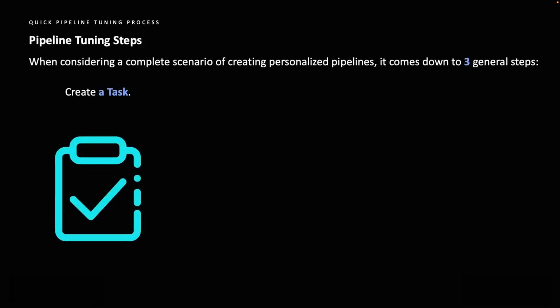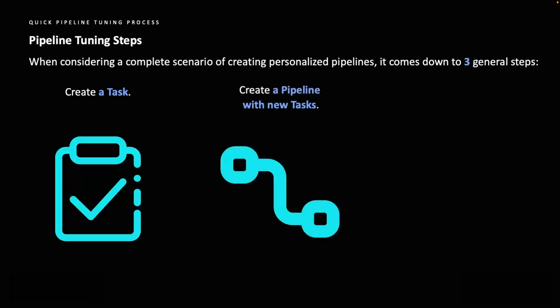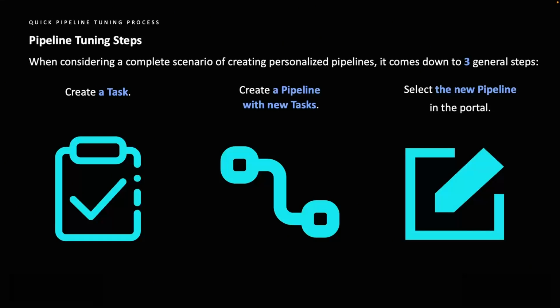So, if you need to quickly check your pipeline changes, there are three principal steps. We will consider a complete scenario when you need to edit both pipelines and tasks. Firstly, create a task, elementary objects of Tekton pipelines. Secondly, create a pipeline that will use your new tasks. And then, select your newly created pipeline in the component or deployment flow settings.